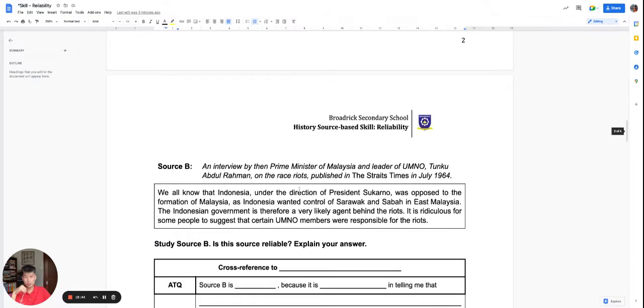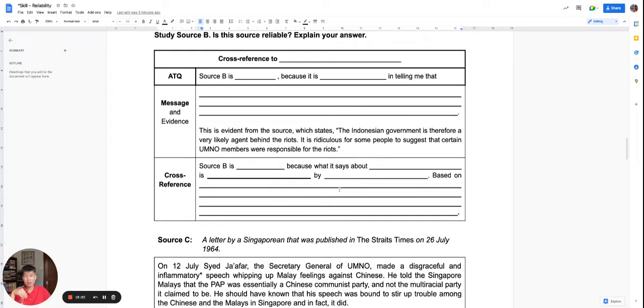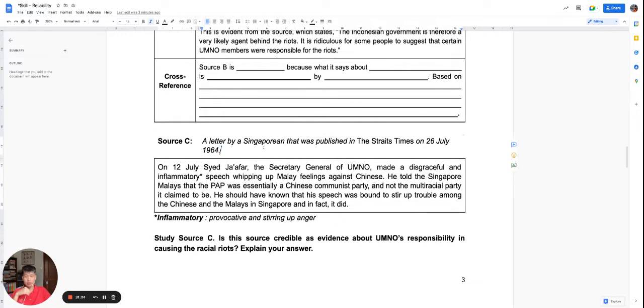So Source B, being from the leader of UMNO, is not an appropriate source to consult on whether or not UMNO is to blame. Source C, a letter by a Singaporean, seems to be a more neutral and unbiased source that we can approach in order to establish the credibility and truth of the matter. And therefore, I would pick Source C. I'll look at Source C.